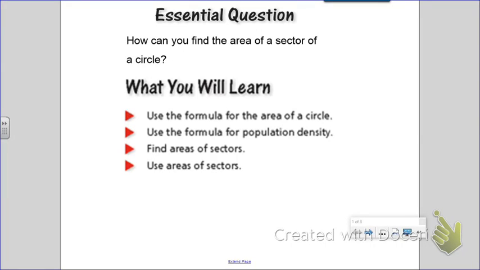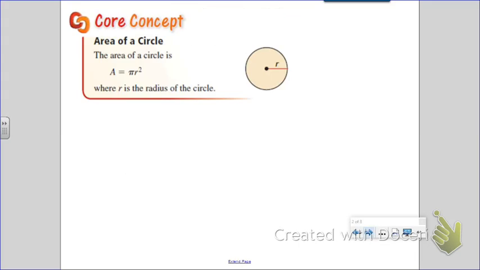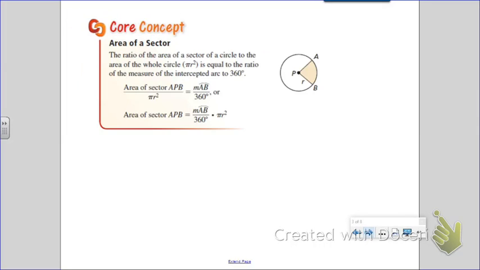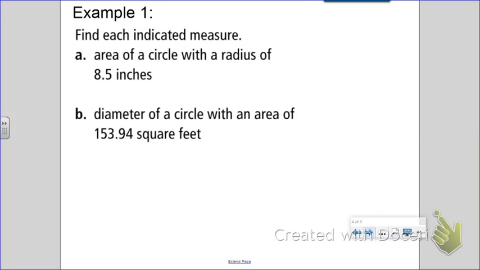In today's lesson, we'll be looking at the area of a sector of a circle. Area of a circle is pi times radius squared. Area of a sector is taking the arc degree measure over 360 and setting it equal to the area of the sector over pi r squared, or multiplying by pi r squared if we cross multiply.